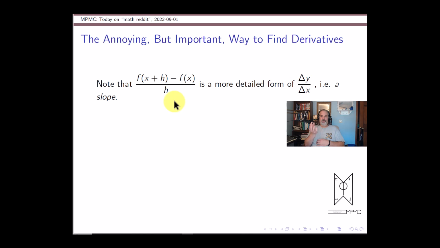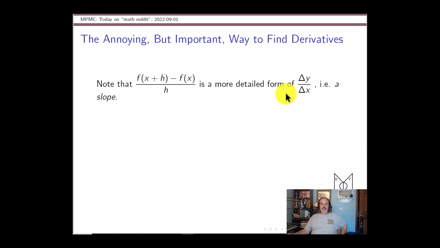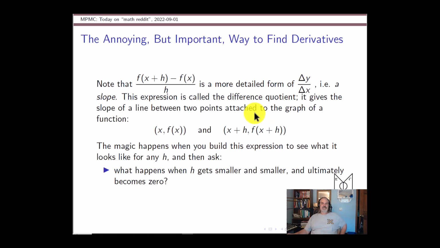H is the distance between one point on a graph, and then we're just going to inch over a little bit on the x-axis to another point. So like from 1 to 1.5. Okay, h is the distance between those two things. So we're measuring a delta y over delta x. We're measuring a slope. This structure is called a difference quotient, and it gives the slope of a line between two points that are attached to a graph.